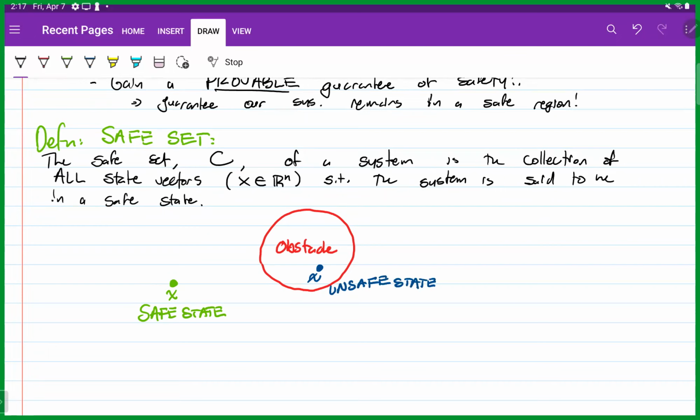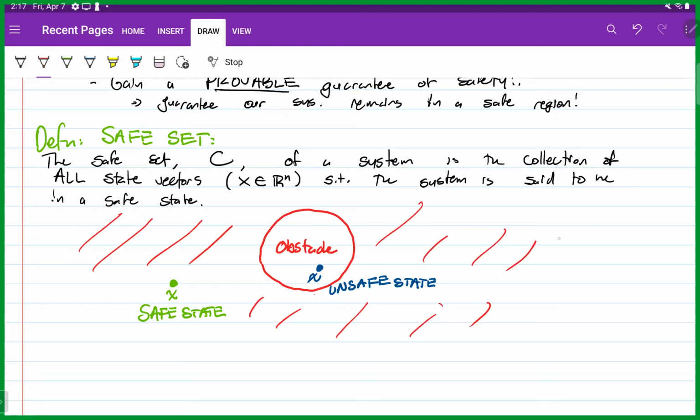So in this case, we're defining safety to be: are we colliding with this obstacle, or are we not in collision with this obstacle? So our safe set over here would be everything outside of this region of the obstacle. Safe set.